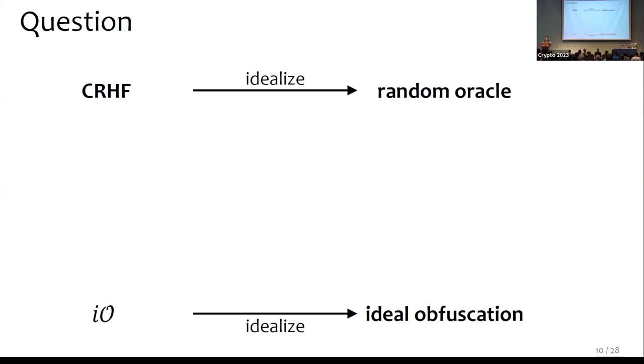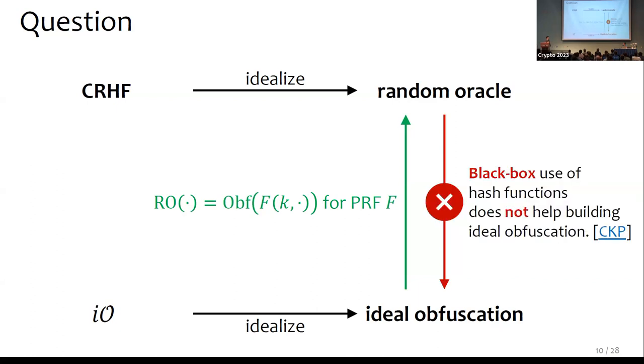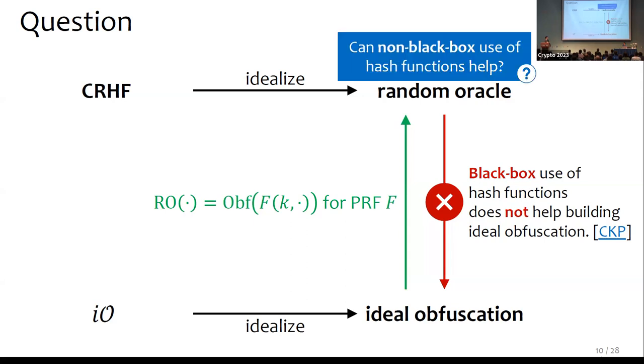So random oracle is an idealization of hash functions, and we can regard ideal obfuscation as an idealization of indistinguishability obfuscation. It's also easy to obtain random oracle from ideal obfuscation by obfuscating a pseudorandom function. So we naturally ask, what about the other direction? Unfortunately, it's been proven that VBB obfuscation does not exist in the random oracle model. So black box use of hash functions does not help building ideal obfuscation. Well, what about non-black box use? And our answer is yes, it does help.